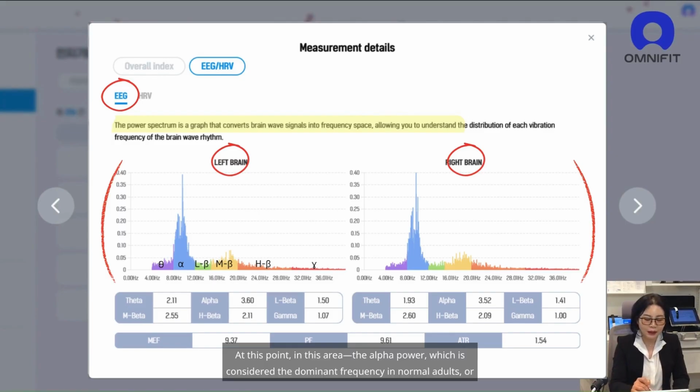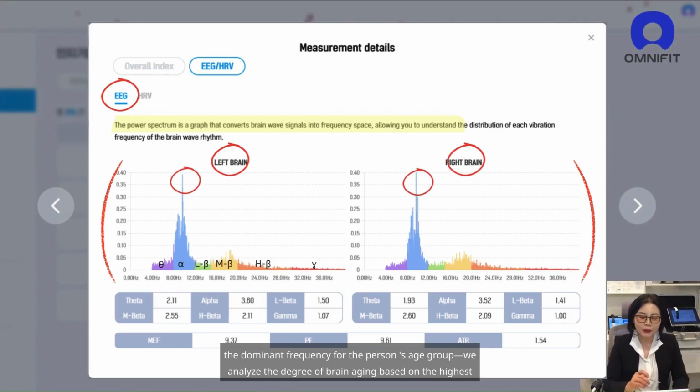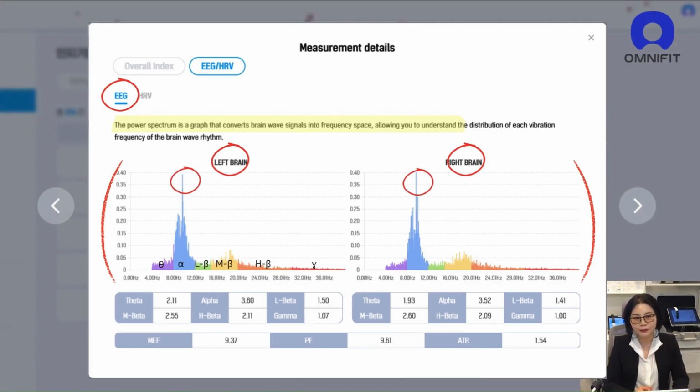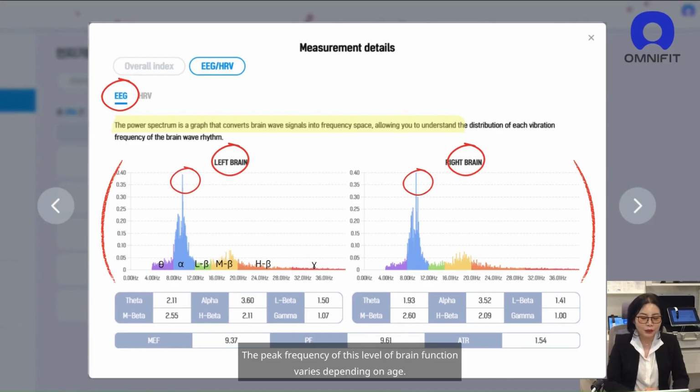At this point, in this area, the alpha power, which is considered the dominant frequency in normal adults, or the dominant frequency for the person's age group, we analyzed the degree of brain aging based on the highest peaks in these values. The peak frequency of this level of brain function varies depending on age.